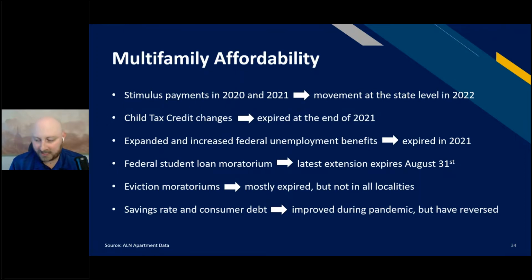I know LA, as an example, still has an eviction policy that's in place through, I think, August of next year, if the resident can make some sort of tangential connection to a COVID impairment. And then the savings rate and consumer debt, like I said, in 2020 and even into 2021, that was improving. And now those trends have reversed.